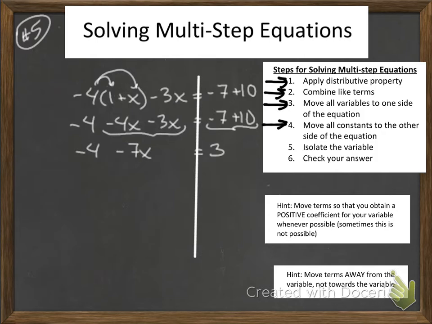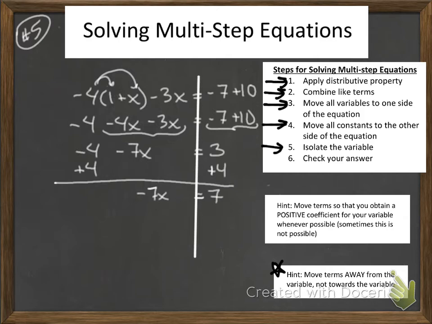And again, let's remember this hint, right? We want to move terms away from the variable, not towards the variable. So in other words, you might be tempted to subtract 3 from both sides, but that's moving the 3 closer to the variable, which is not what we want to do. Instead, we want to add 4 to both sides because that moves the 4 farther away from the variable. So that gives me negative 7x equals positive 7.